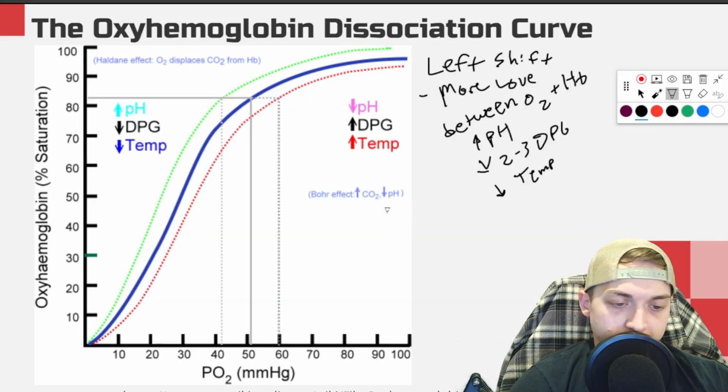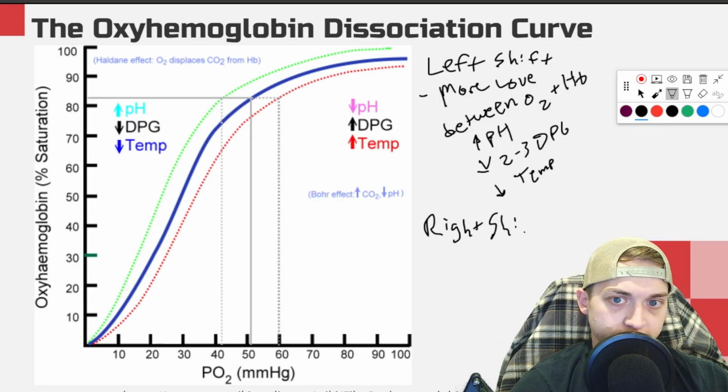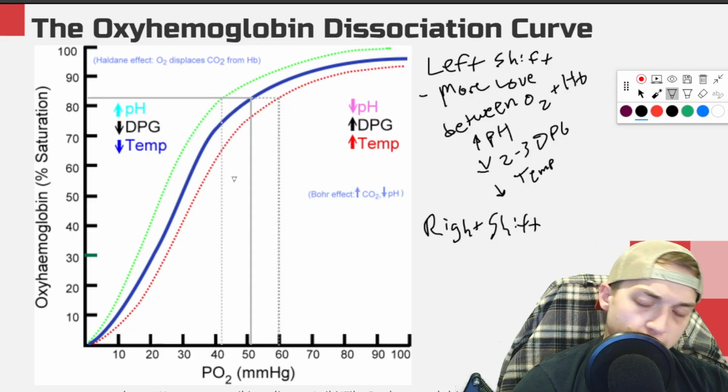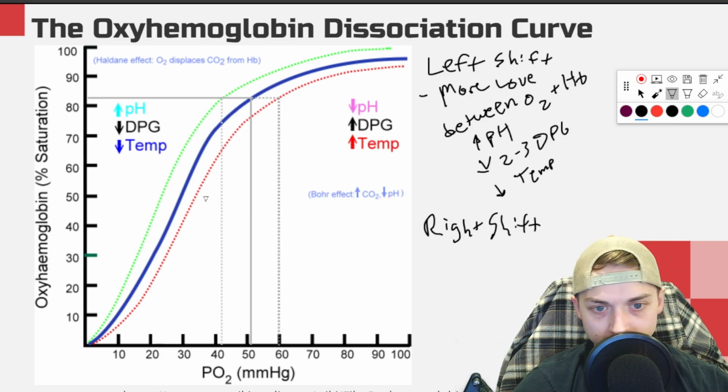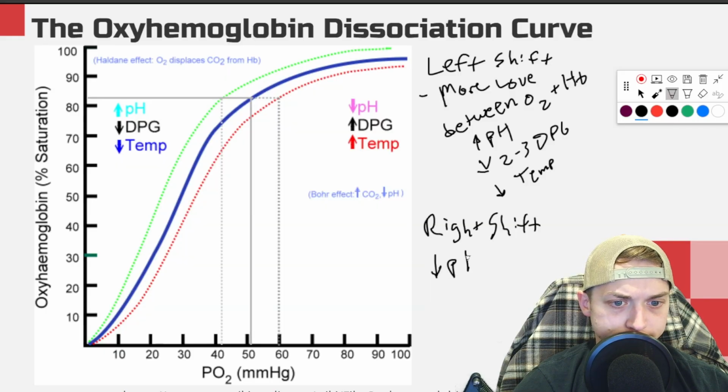Now let's talk about a right shift. Right shift means that oxygen and hemoglobin have been married for like 20 years. They're super unhappy with each other, and they're just looking for any reason to split. Maybe it's because the environment they're in is super acidic, so the pH is low, right?